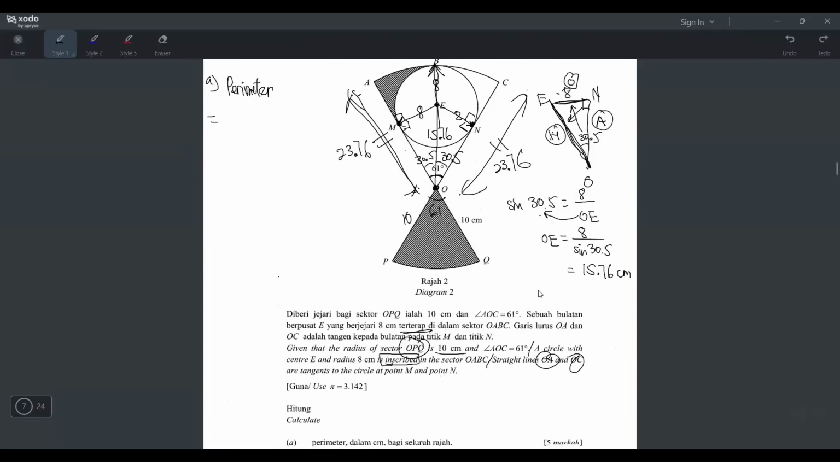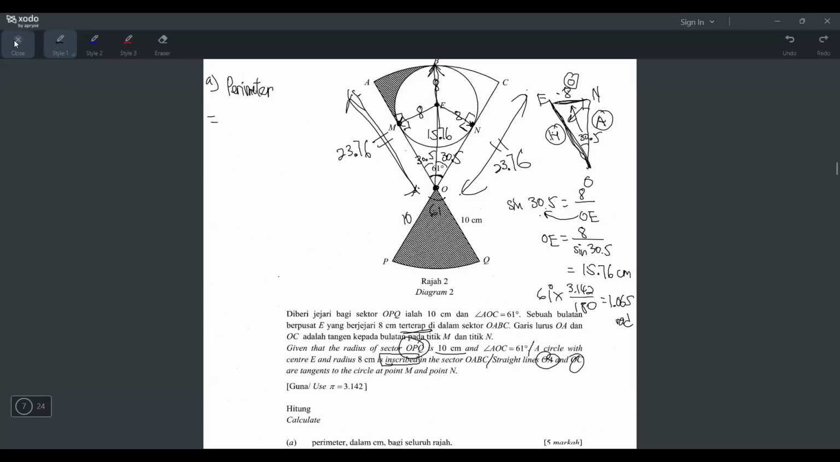So 61 degree. They both have the same angle, 61. So times with pi 3.142 divided by 180. Okay, so let's change to radian and see what we get here. 61 times 3.142 divided by 180. My calculator gives me 1.065. Okay, 1.065 radian. Now we already know everything.